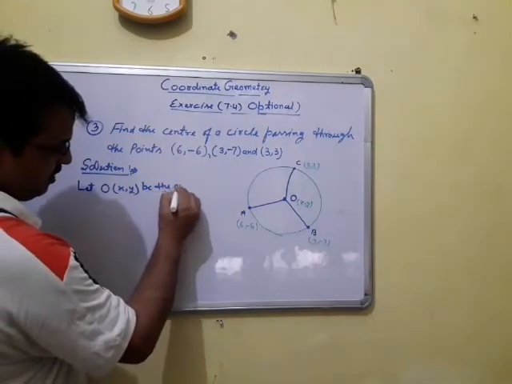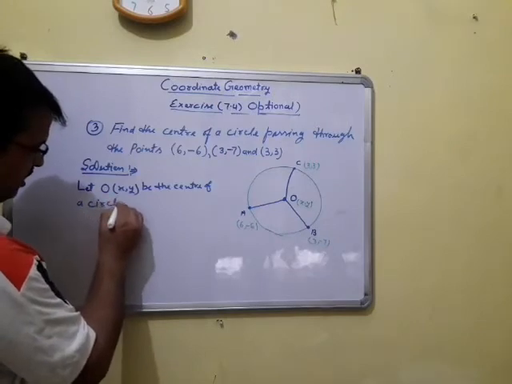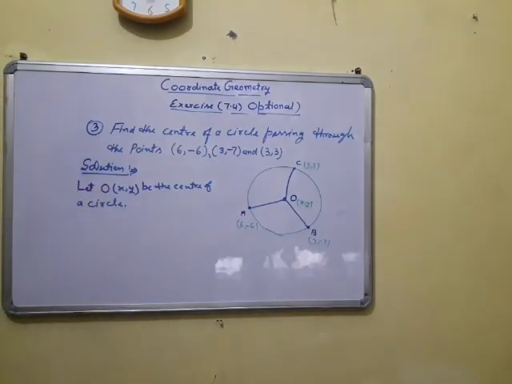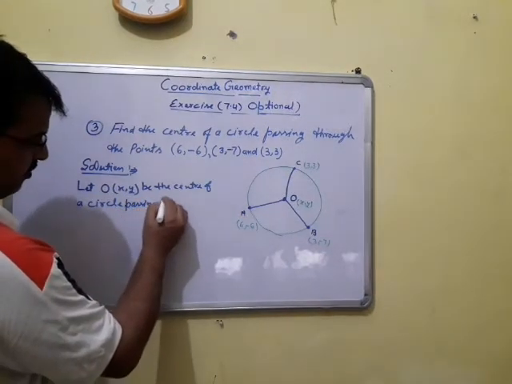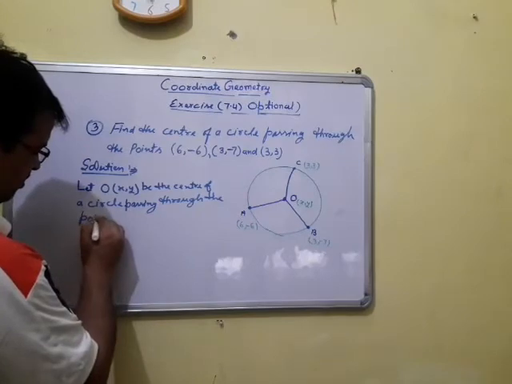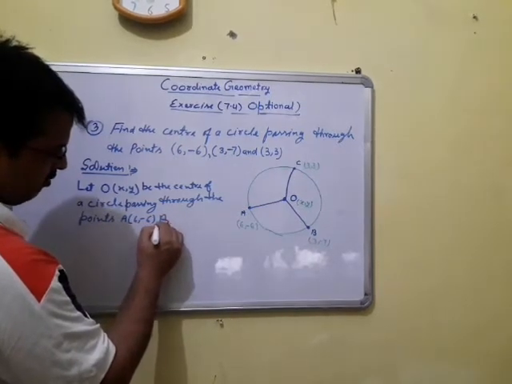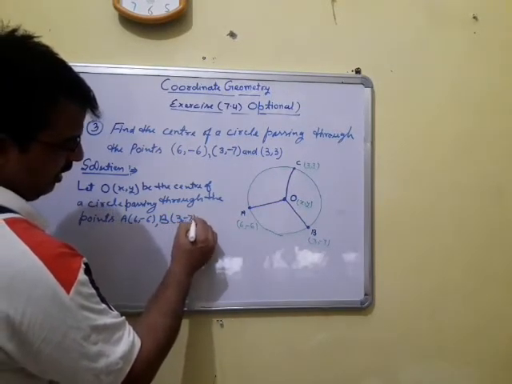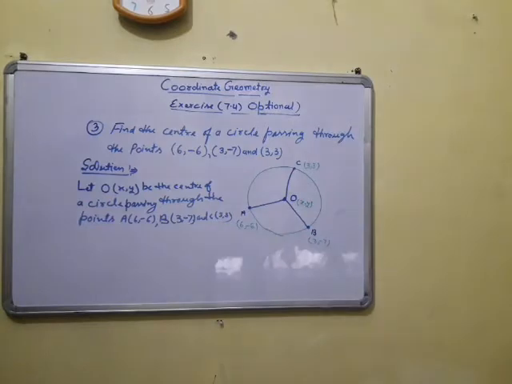Let O be the center of a circle passing through the points A (6, -6), B (3, -7) and C (3, 3). Passing through these 3 points. Clear? And OA, OB, OC are the radius of the circle.